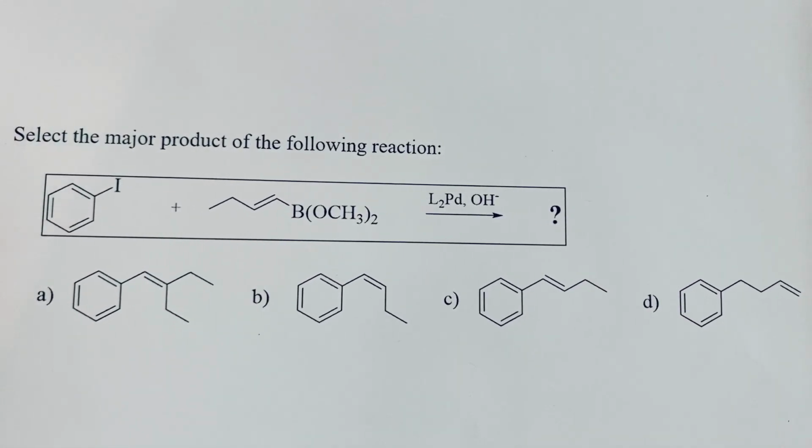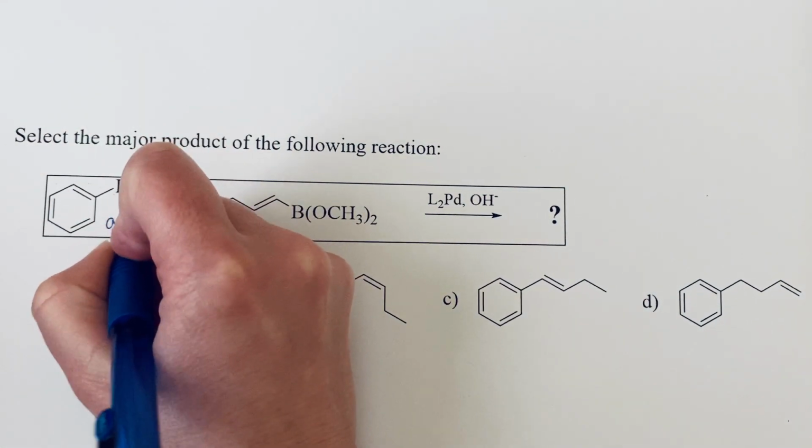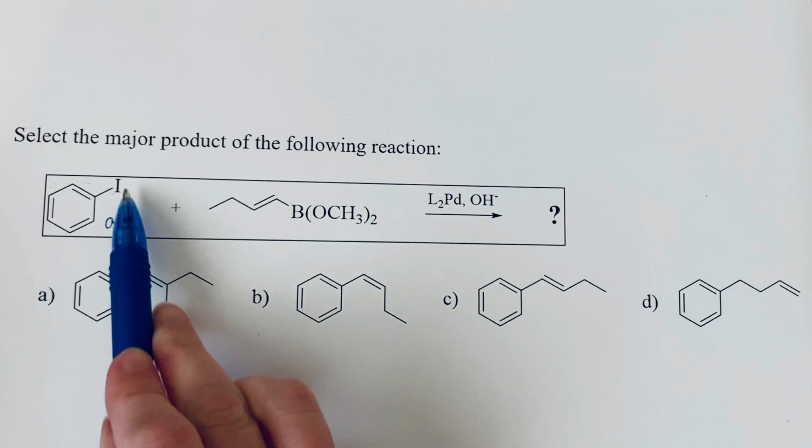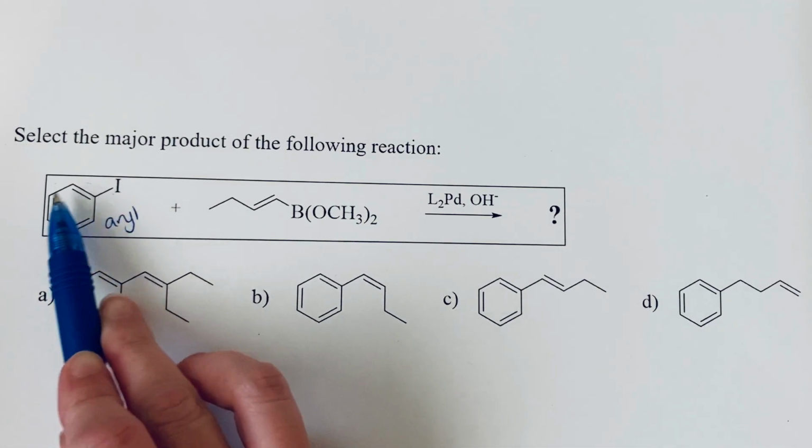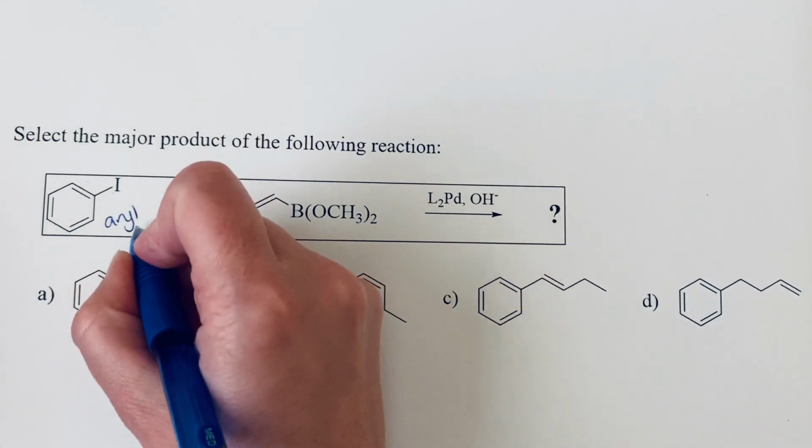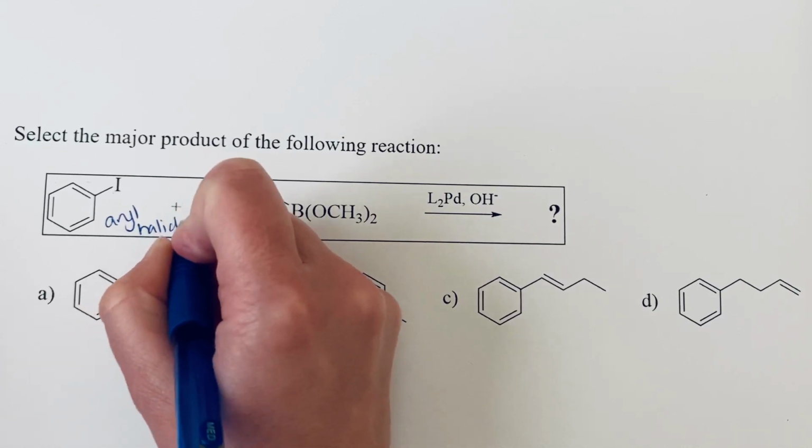Select the major product of the following reaction. And so in looking at something like this, we've got quite a few things. So we've got this aryl halide. Aryl just means that the halogen is directly attached to a benzene ring. So we have an aryl halide.